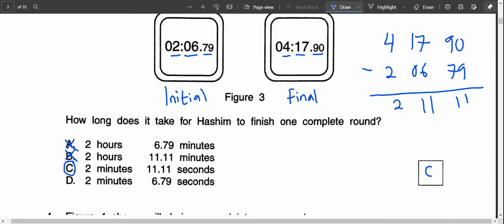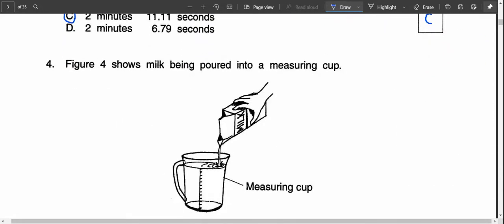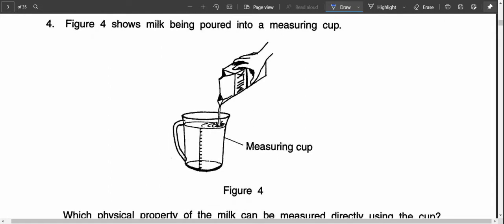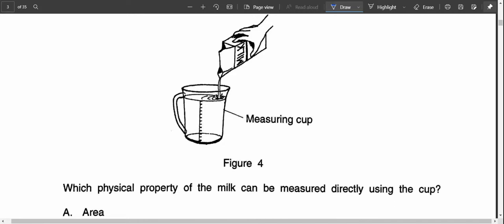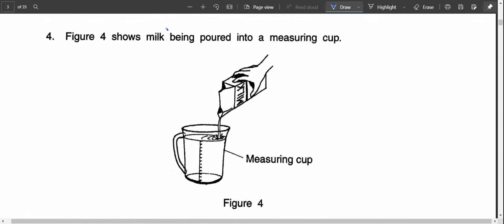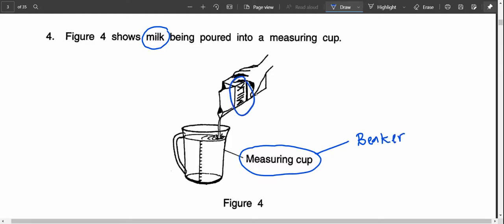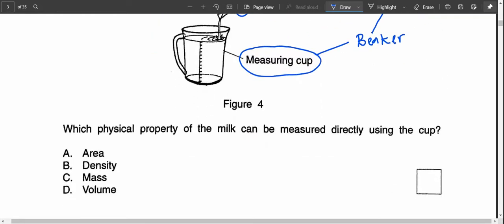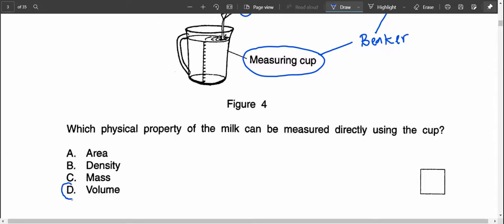Let's continue. Question number 4. Figure 4 shows milk being poured into a measuring cup. So milk on top, followed by the measuring cup at the bottom. Which physical property of milk can be measured directly using the cup? When we talk about milk and a measuring cup, this can be compared to a beaker. As you know, milk is a liquid, and for liquid in a beaker, we are measuring their volume. Therefore, if you look at the choices, the answer is D.